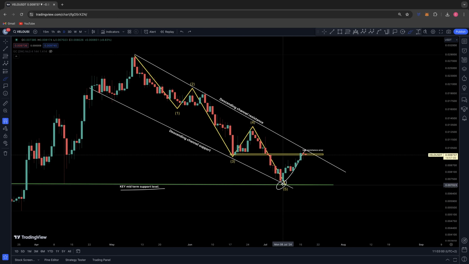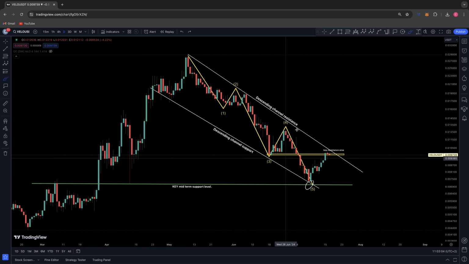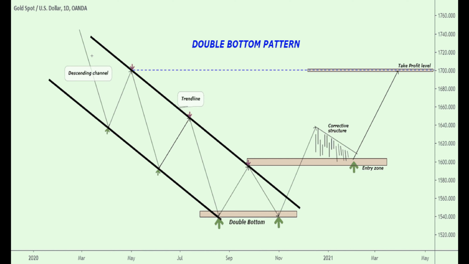Okay, fantastic, it's great. But now, for us to break out of this descending channel, what we like to see, if I just show you an image very quickly, is a double bottom in this descending channel. So right now, what you'll notice in the descending channel here is you've got wave 1, wave 2, wave 3, wave 4, wave 5, and this is where the bottom starts.